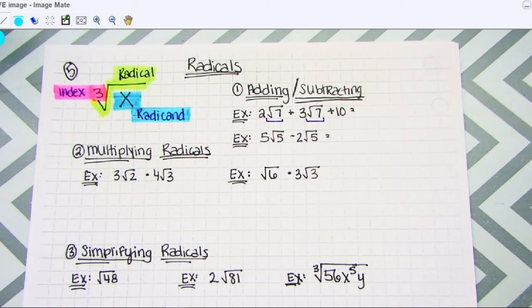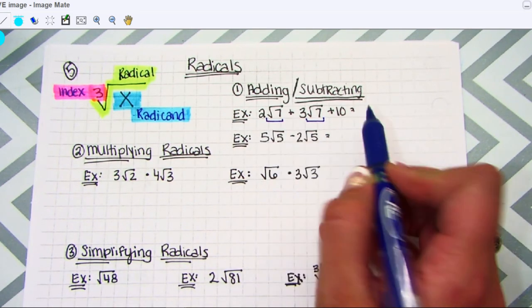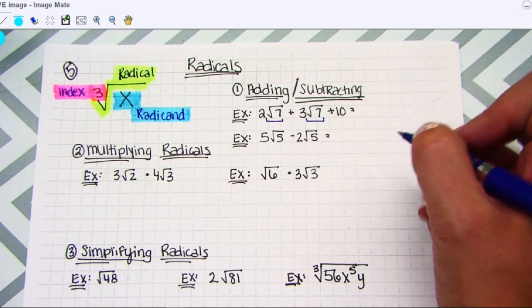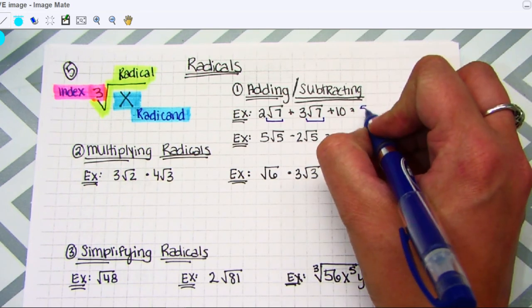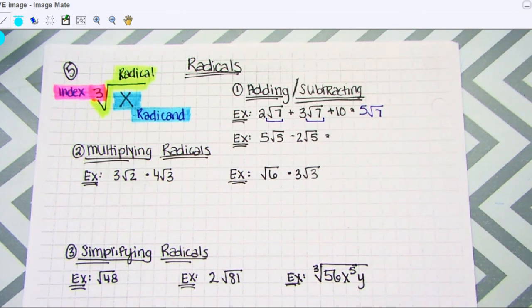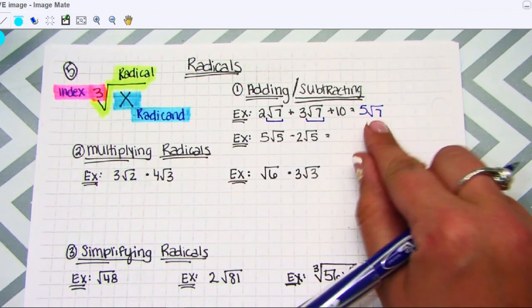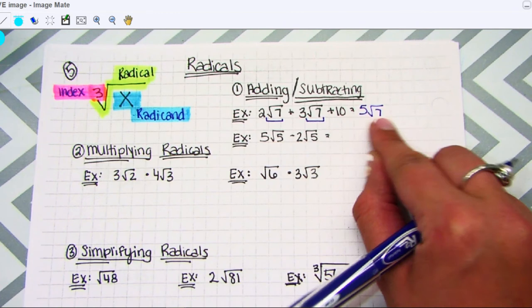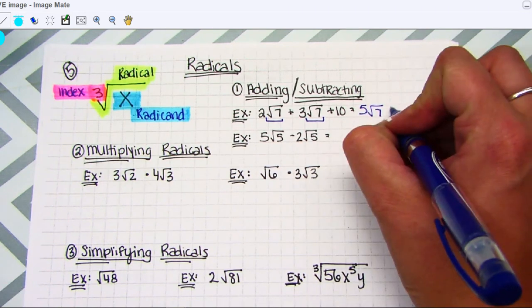So what do we get when we combine those radicals? 2 square root of 7 plus 3 square root of 7 is how many square roots of 7? 5 square roots of 7. That's it. Treat them kind of like variables. 2x plus 3x is 5x. All right, what about the 10? Can I combine it with this? No. The plus 10 is just there.